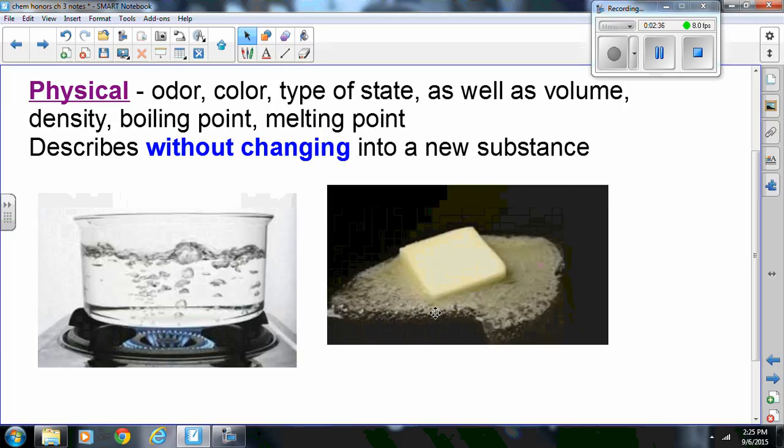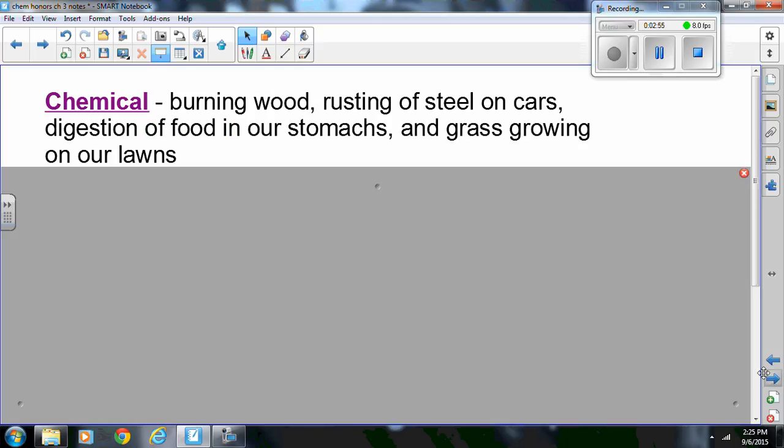So boiling it does not change it physically, it just changes the state. On the right-hand picture, you have butter that is melting. So unless you burn it, which is a different characteristic, the fact that you are just changing the butter from a solid state to a liquid state is simply a physical characteristic. So neither one of these shows evidence that something has changed into something new.